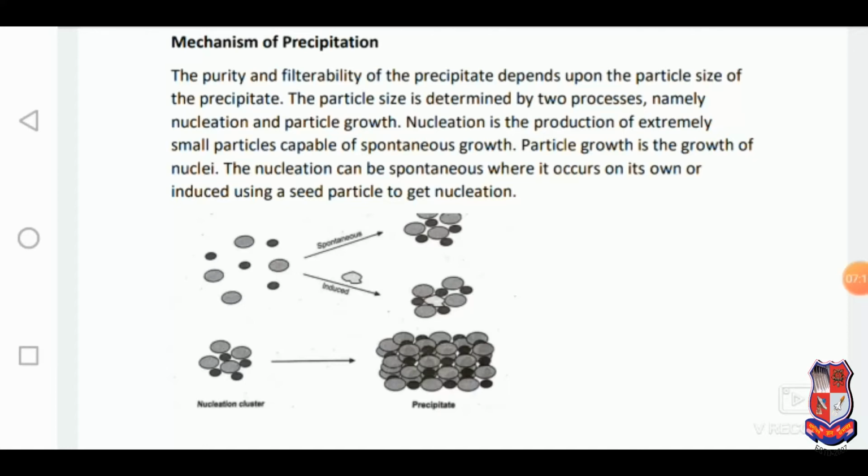Nucleation is the production of extremely small particles capable of spontaneous growth, and particle growth is the growth of nuclei. Here you can see the nucleus is a very small cluster of molecules as well as solvent molecules entrapped in it. This nucleation process can be spontaneous, where it occurs on its own, or induced using a seed particle. We can also induce it by adding a precipitating agent, and ultimately we get the precipitate.